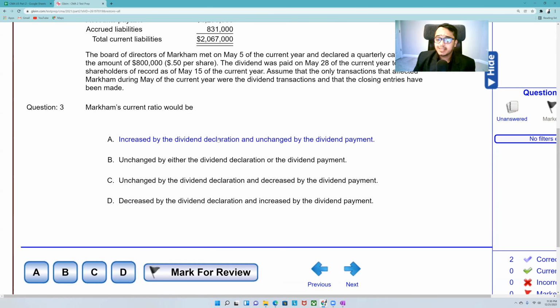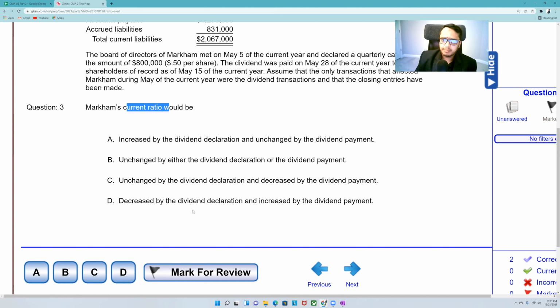Let us just read it again. As I just said, when you declare the dividend, you raise it as a liability. Yes, this is the liability to be made, and when you pay it, the liability decreases. So if you just see in here, what will happen to the current ratio? The current ratio will decrease, because you are raising a liability, and once it is paid, the liability will decrease, so the current ratio will increase. So decreased by dividend declaration and increased by dividend payment. This is the option which I can go for without even reading the question.